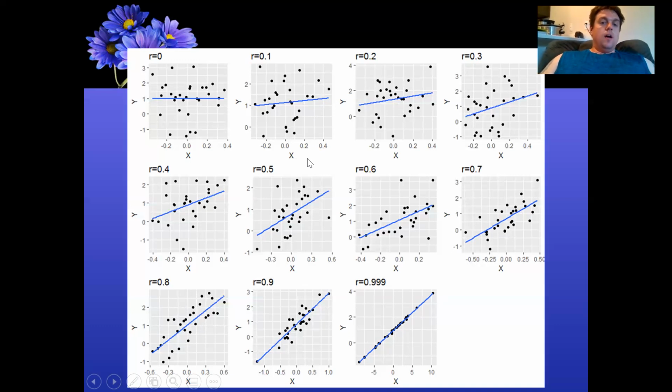Okay. And again, the positive or negative sign tells you the direction, and then the value itself tells you how strong it is. The closer to either 1 or -1 it is, the stronger, the more predictive it is. The closer to 0 it is, the weaker it is. Okay.